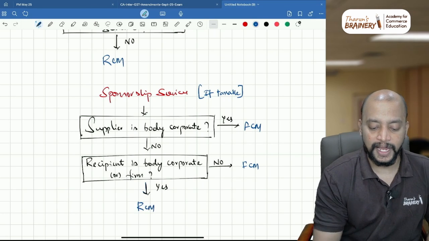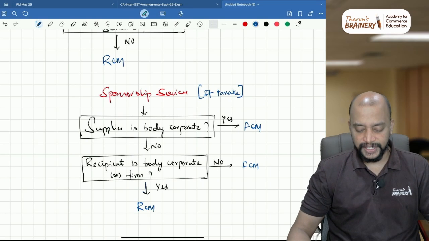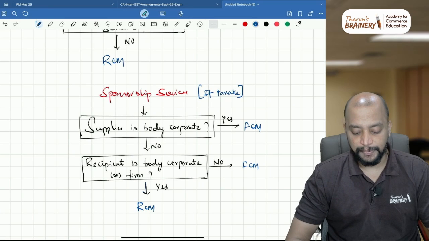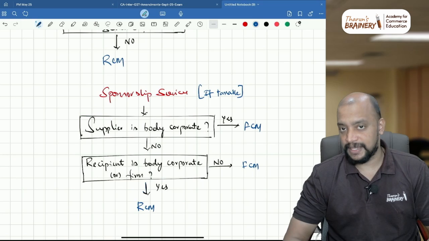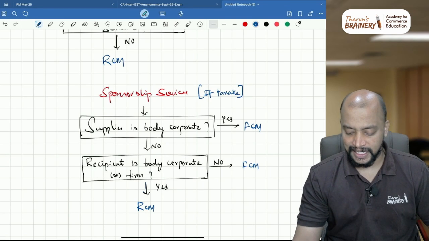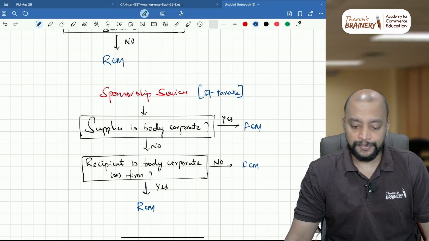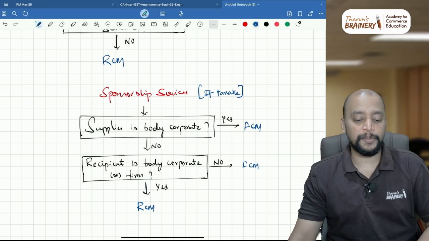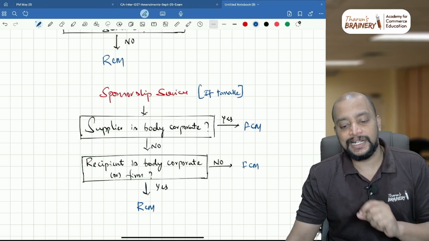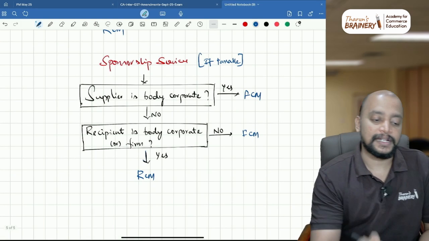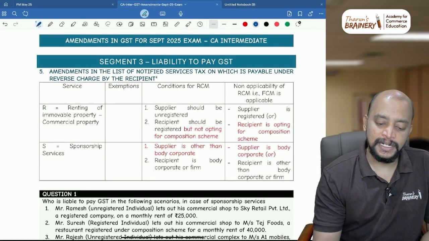Just check this. What do we need to see? First check whether supplier is a body corporate or not. If yes, supplier is a body corporate, definitely it will be coming under FCM. If supplier is other than body corporate, then we need to check whether recipient is a body corporate or firm. No, then it is FCM only. Suppose the recipient is a body corporate or firm, then it will be coming under RCM. So that's how we need to determine. Is it clear?